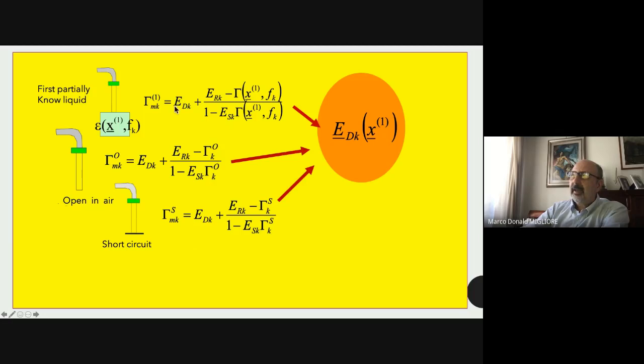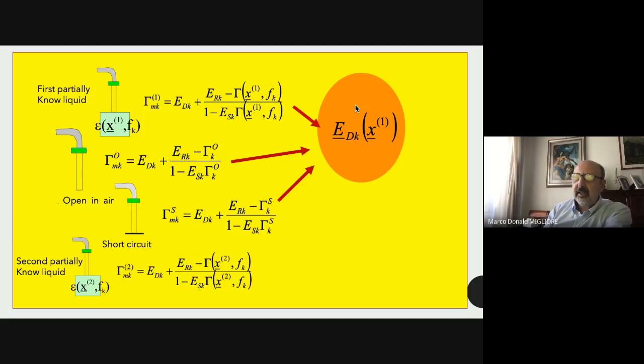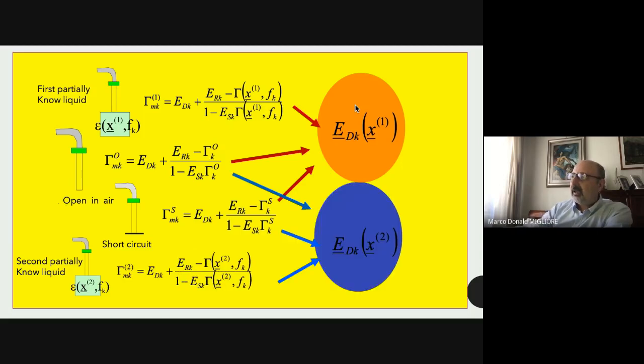Let us suppose that we estimate ED. Of course, ED is still a function of X. X is the unknown parameter, or the unknown parameters. Then we can use a second partially known liquid. And we can again use open, air, short circuit, and this second partially known liquid to estimate again E. Of course, this E is a function of the unknown parameters that are generally different because these are two liquids.